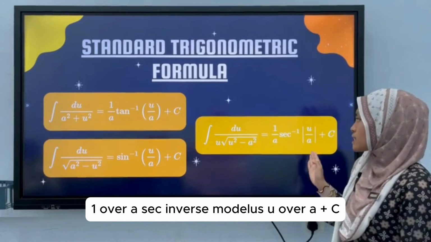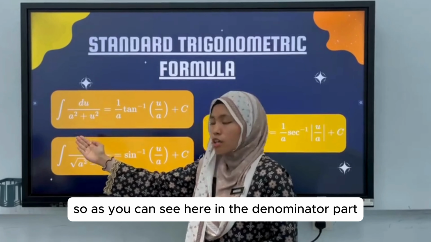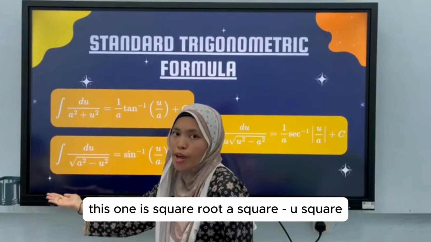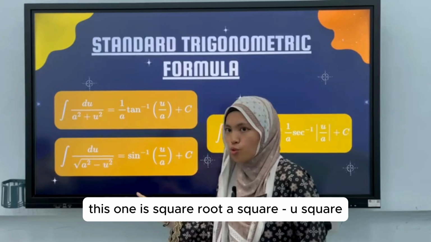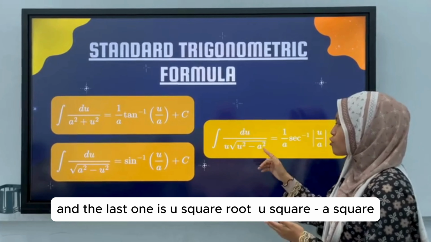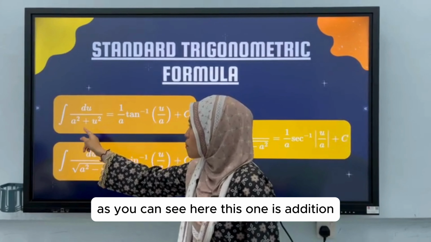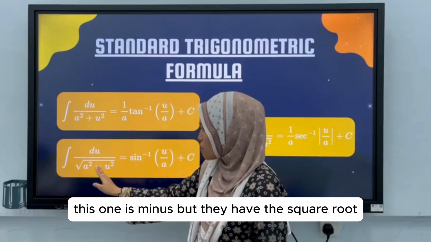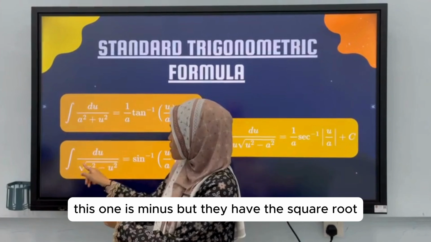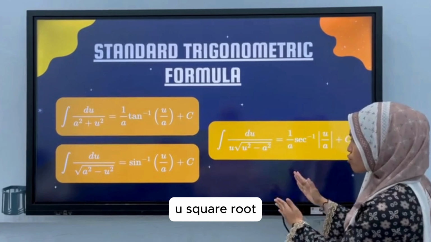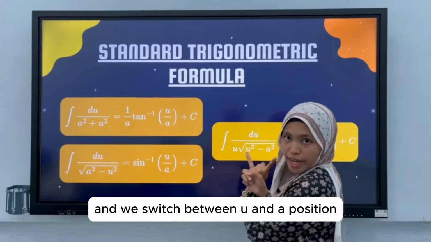Since you have seen all these three formulas, how can we differentiate between them? As you can see here, in the denominator, this one is a square plus u square. Meanwhile, this one is square root a square minus u square. And the last one is u square root u square minus a square. As you can see here, this one is addition. This one is minus, but they have the square root. Meanwhile, the last one, we have u, square root, and we switch between the u and a positions.